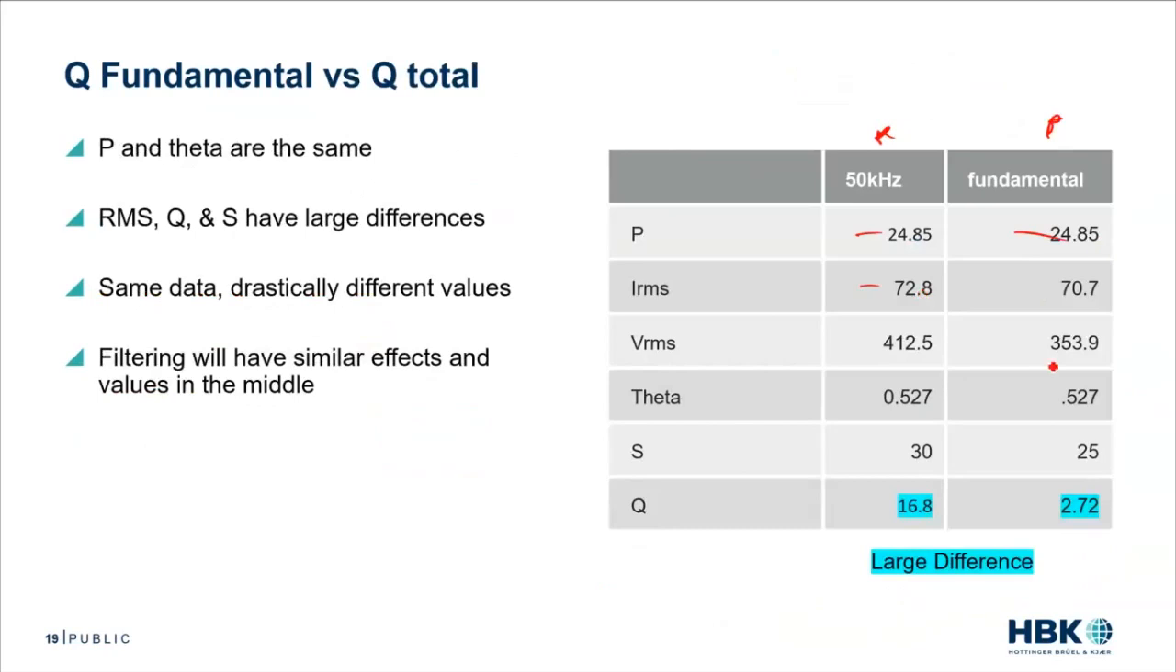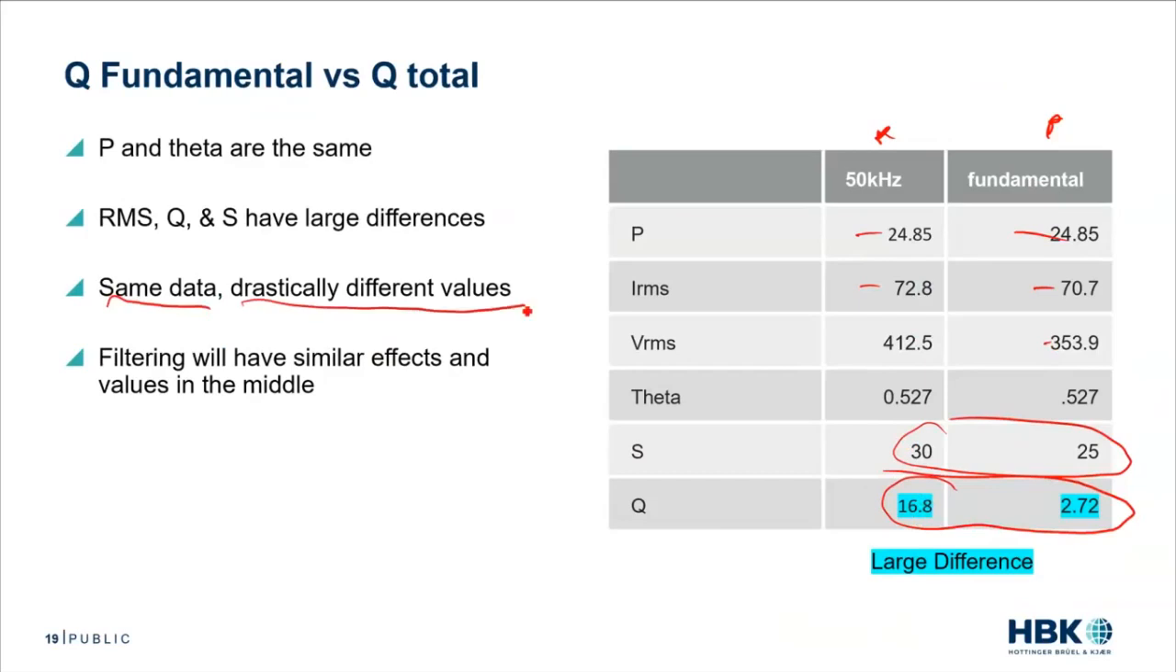IRMS is slightly smaller. Now, if we remember that VRMS had a ton of harmonic content in it comparatively, 412 to 353. That big change is influencing S, and it's influencing Q. And we see this huge difference between reactive power. And again, the exact same data, but the interpretation of it is drastically different depending on how you look at your signals.